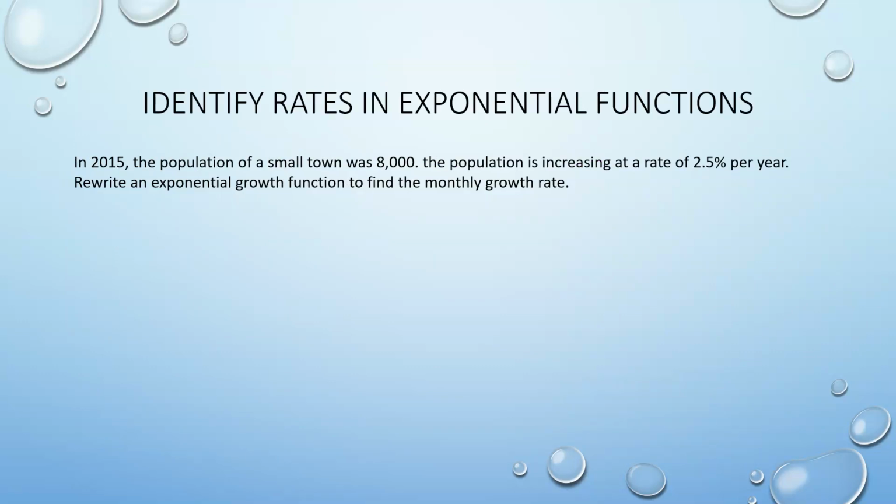But now let's look at something we're going to do with this. Now this again takes what we did yesterday, but it adds a twist. And sometimes this twist can be kind of confusing. It says in 2015, the population of a small town was 8,000. The population is increasing at a rate of 2.5%. So using what we did yesterday, this would be my initial amount. This is my growth rate, which is r. And it's exponential growth, because it's increasing. And we want to find the monthly growth rate. So we're still using that, but they actually want us to find a monthly growth rate.